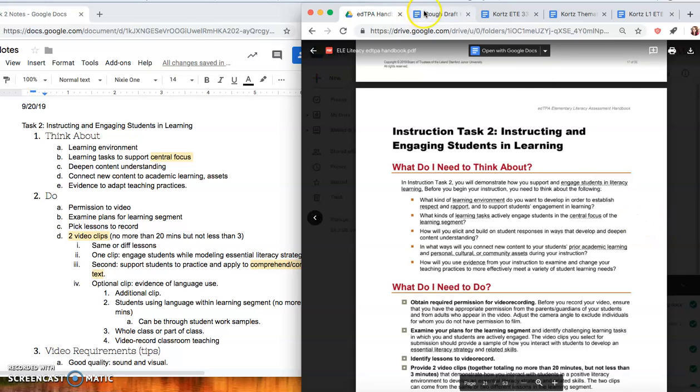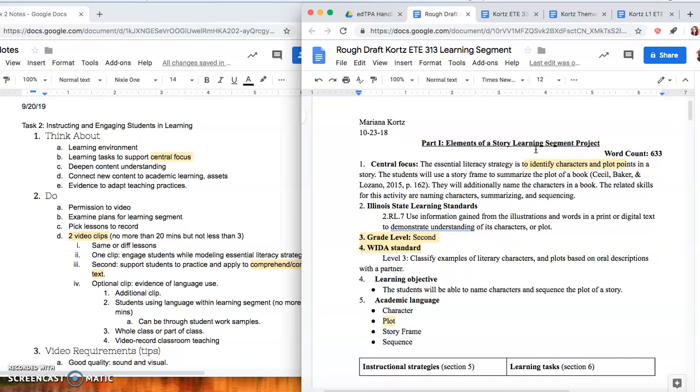As an example of the central focus, I'm moving to a lesson that I created for ETE 313. In this lesson, my central focus was the essential literacy strategy is to identify characters and plot points in a story. The students will use a story frame to summarize the plot of a book. And then I give a few other examples of how the students will demonstrate their knowledge. Dr. Arquette really stressed to explain how the students will show their knowledge of the central focus, but some different central focuses might be a little more general, where they might just include the first sentence of really what the lesson will be about.